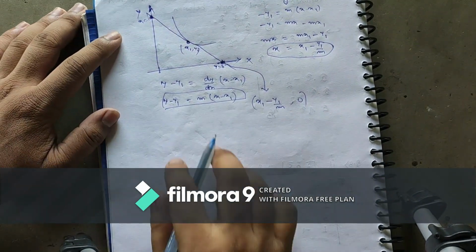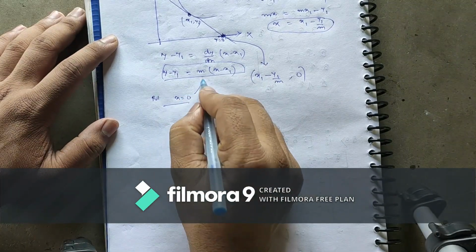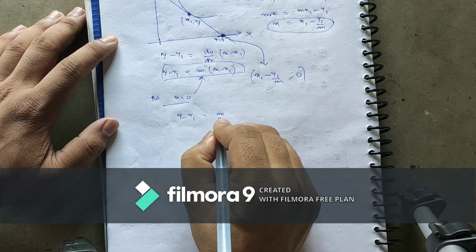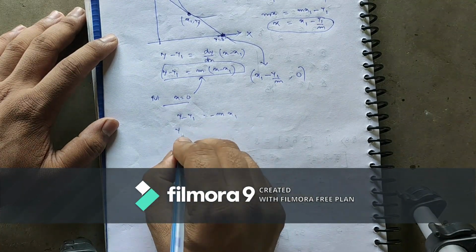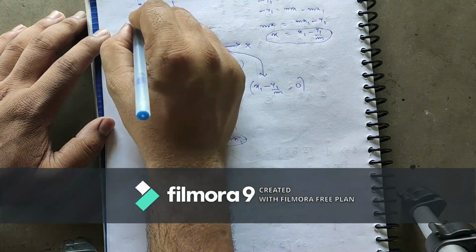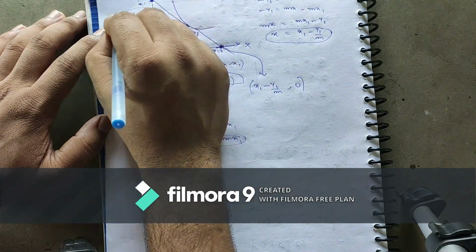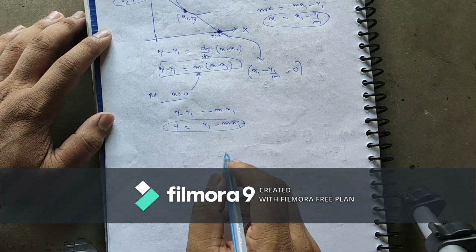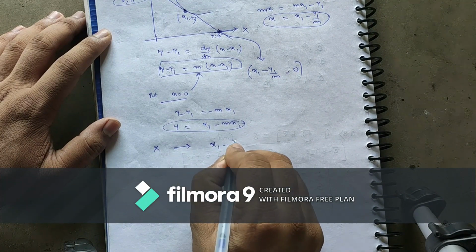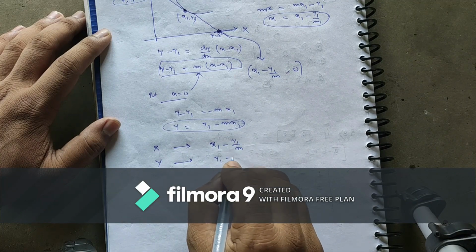For this point, we put x equals 0. When we put x equals 0 in this equation, we get y minus y1 equals minus mx1. So y equals y1 minus mx1. So that is the y coordinate here. The coordinate of this point is (0, y1 minus mx1). So that's it. The x intercept is x1 minus y1 upon m and the y intercept is y1 minus mx1.